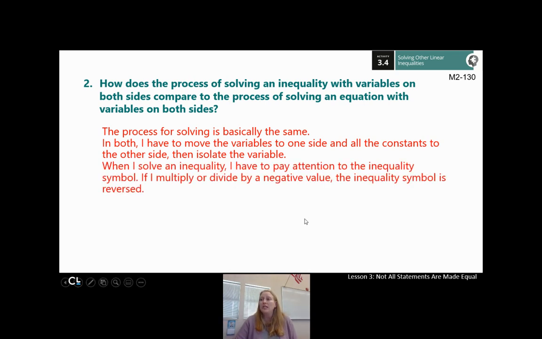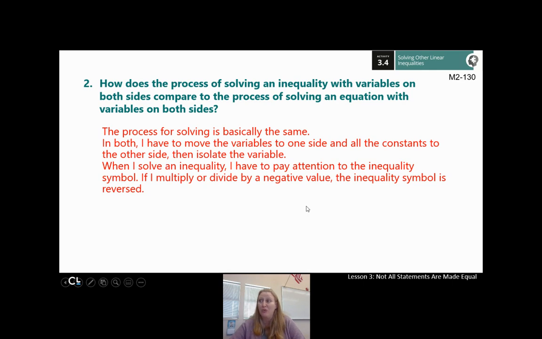The only thing I will say is that when you're doing an inequality, you have to pay attention to the inequality symbol. If you multiply or divide by a negative value, that inequality symbol gets reversed. So please, please, please watch out for that. The process is the same, whether it's an equation or an inequality. You've just got to keep an extra eye out for that whole multiplying or dividing by a negative, because it will reverse your inequality sign.